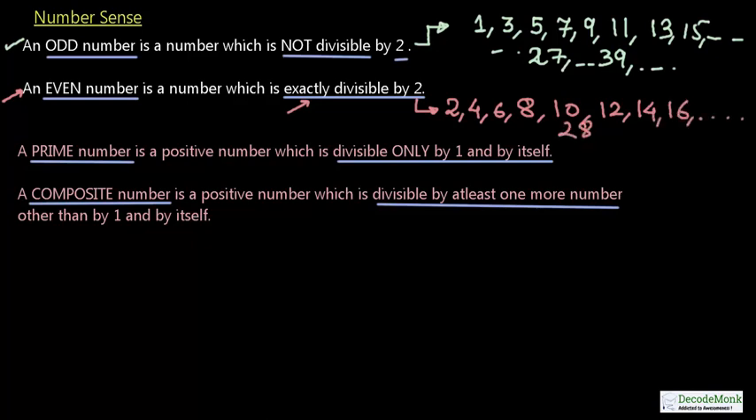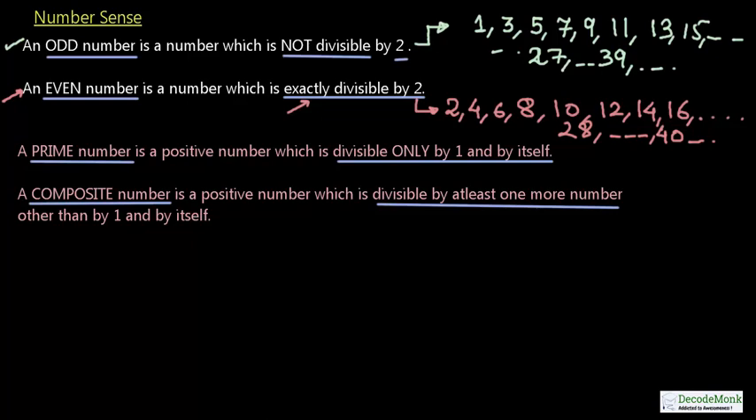Then comes 18, 20, and there are many even numbers in between. 28, and there are some even numbers in between here also. 28, say 40 and so on. So such types of numbers are even numbers. So what did I say? That the numbers which are not divisible by 2 are odd.